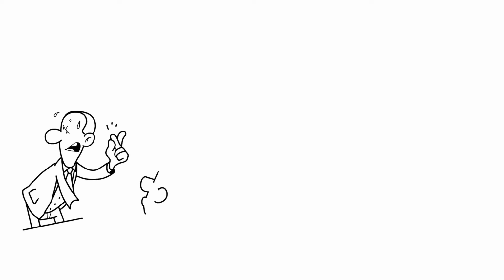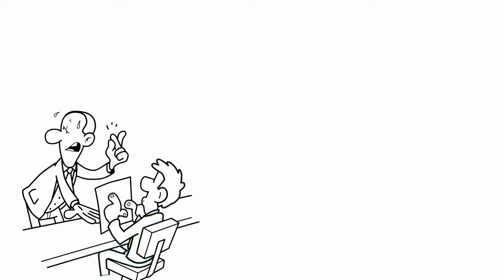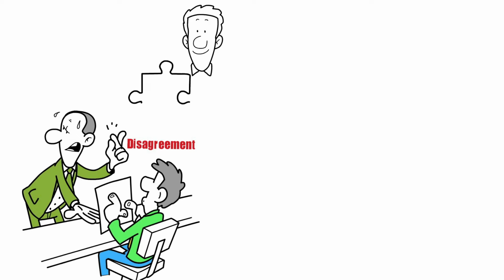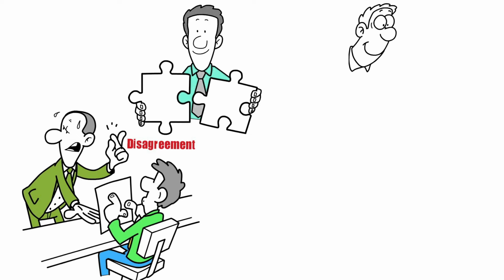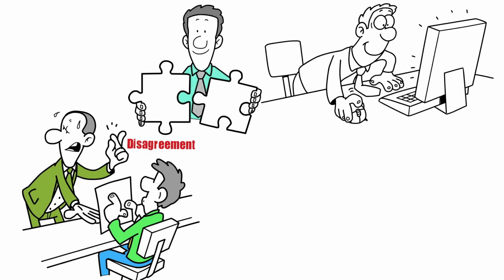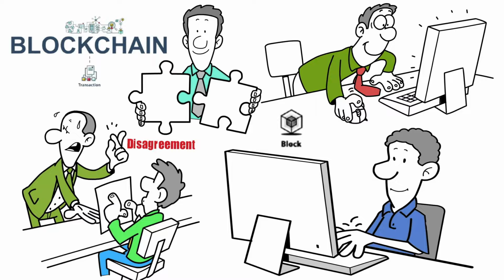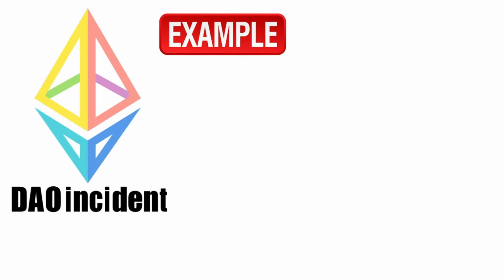A fork may also happen because of disagreements in the community on how to take things forward. This is usually because there is a change in consensus, which requires all participants to upgrade their software to continue validating blockchain transactions or reject blocks produced by newer versions of the same software. An example was when Ethereum forked after the DAO incident, resulting in two blockchains, ETH and ETC.